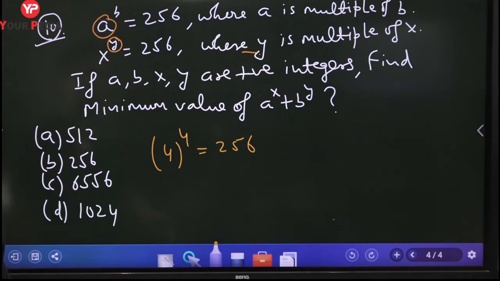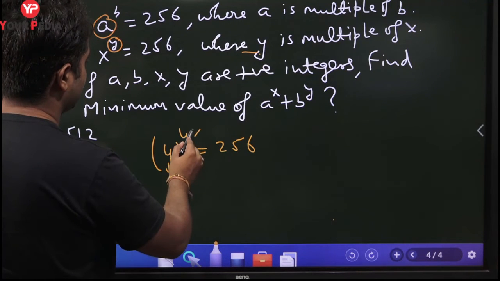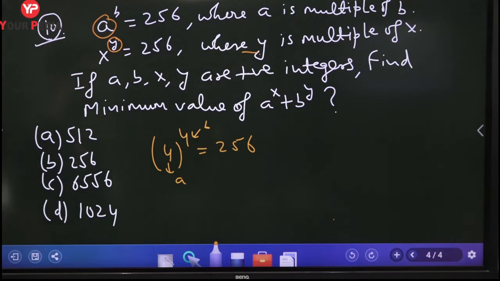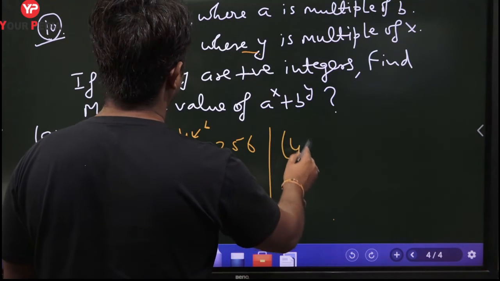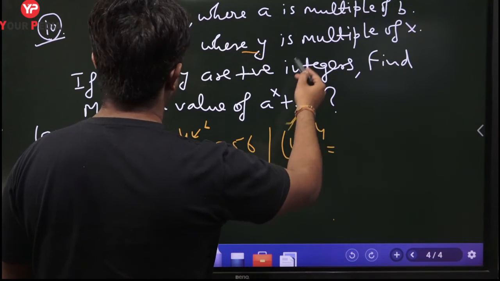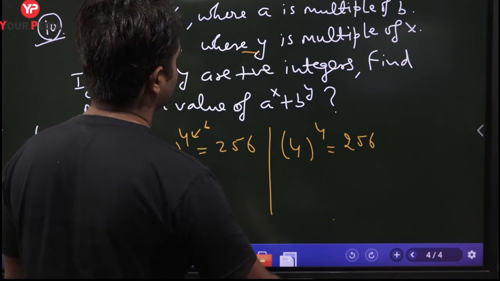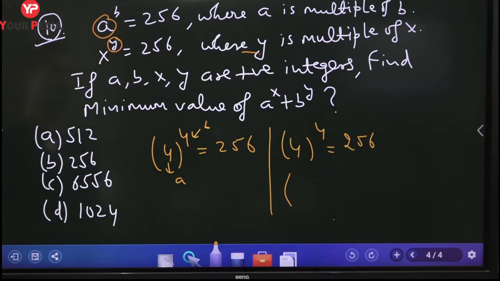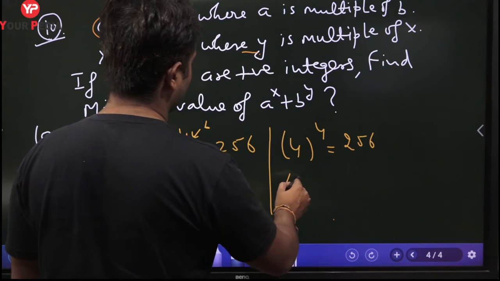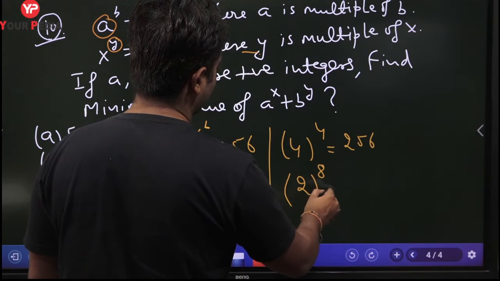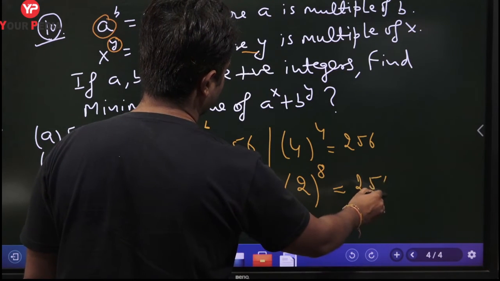So either a is a multiple of b, so this is a and this is b, yes or no. Y is a multiple of x, again 4 raised to power 4. Y is a multiple of x. Y is a multiple of x. So x can be 2, y can be 8. So that also gives me 256.